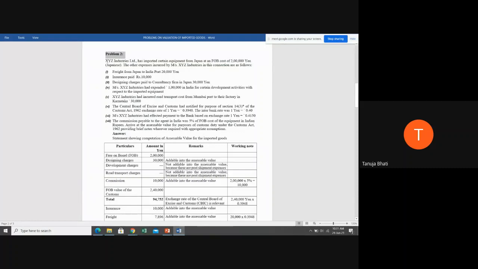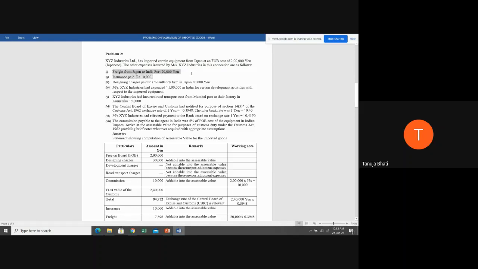Problem number 2. XYZ Industries has imported certain equipment from Japan at an FOB cost of 2 lakh yen. So FOB is already directly given, that is 2 lakh yen, in Japanese currency. The other expenses incurred by XYZ Industries in this connection are as follows. Now we'll go step by step and ascertain whether each has to be added or excluded from the transaction value.